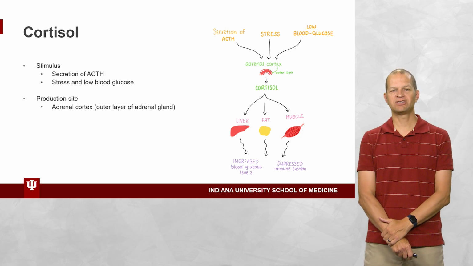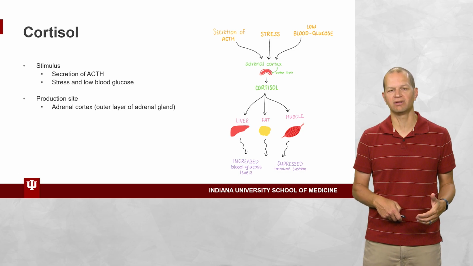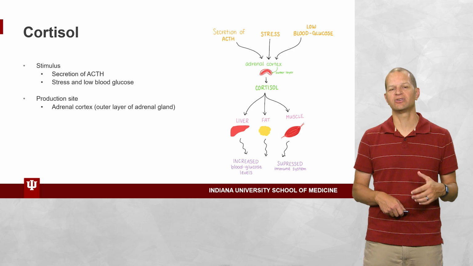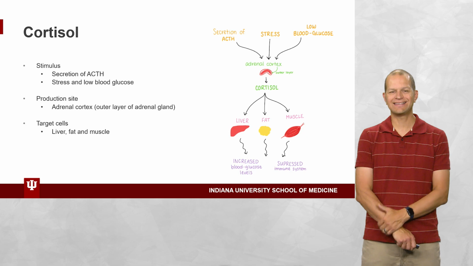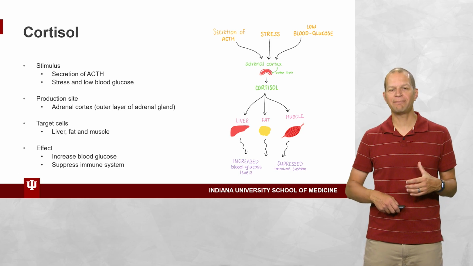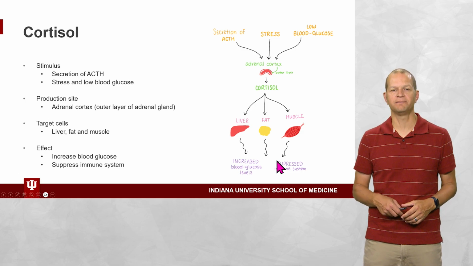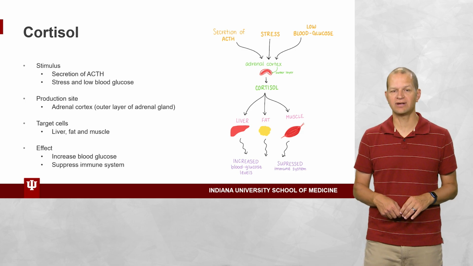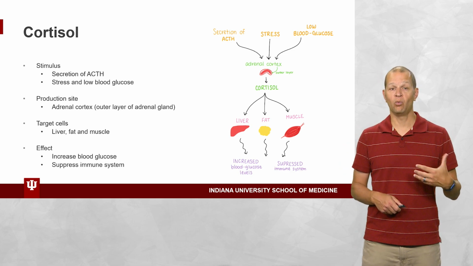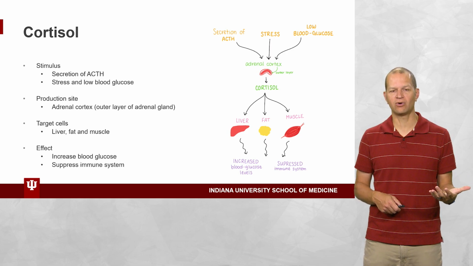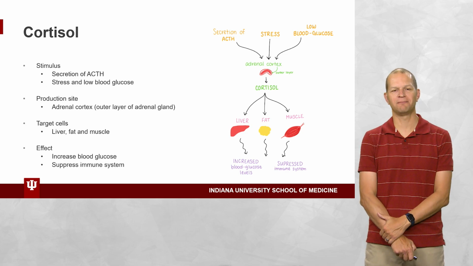Okay, as I just mentioned, the production site is the adrenal gland, specifically the cortex, which is the outer layer of the adrenal gland. Some of these hormones are actually released by the adrenal medulla, which is the inner layer. It targets the liver, the fat cells and muscle cells. And ultimately what's happening with cortisol is it's trying to increase blood glucose and it's suppressing the immune system. Cortisol is referred to as the stress hormone, as we will talk about later on in the semester. Okay, but one of the things that happens if you have too high of cortisol for too long is it's a lot easier to get sick because you turn off your immune system, or at least turn it down.